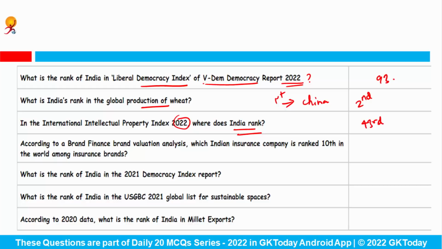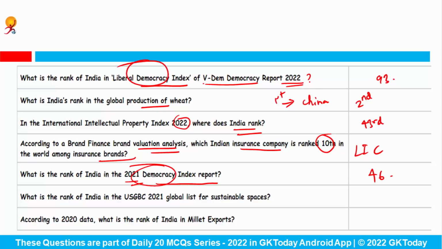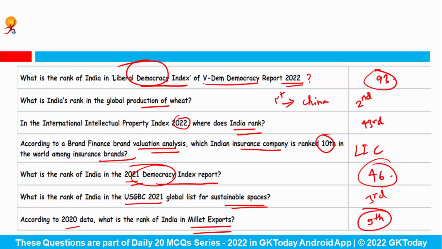Then according to a Brand Finance brand valuation analysis, which Indian insurance company is ranked 10th in the world among insurance brands? So this is LIC. Then what is the rank of India in the 2021 Democracy Index report? Answer is 46. Do not get confused between this democracy report and this one. Okay. Here the rank was 93rd, and in this India's rank was 46. Then what is the rank of India in the USGBC 2021 Global List for Sustainable Spaces? In this, India was ranked at 3rd. Then according to 2020 data, what is the rank of India in millet exports? So we are at the 5th in terms of export of millets.